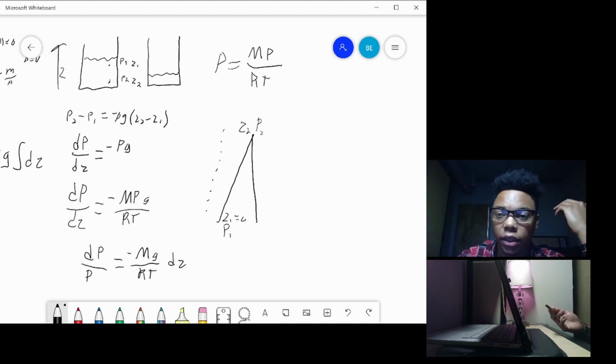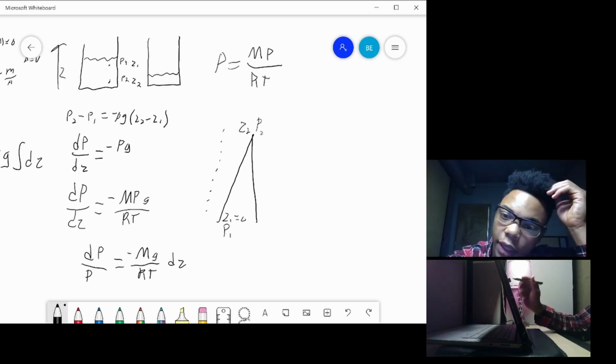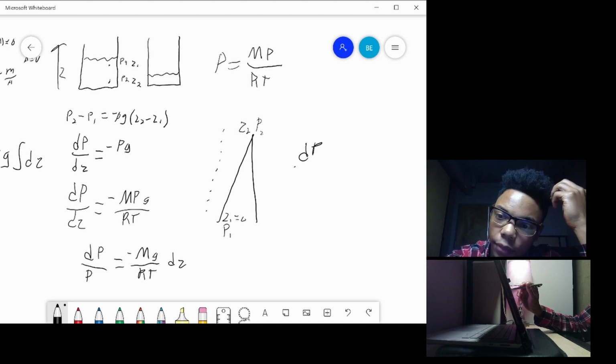But this is basically the basic equation of statics. And in the end, we get dP over dz equals the negative pressure times the molecular weight times g over RT.